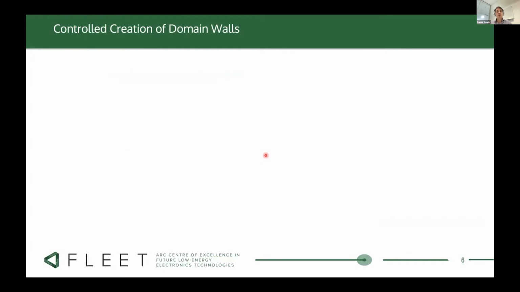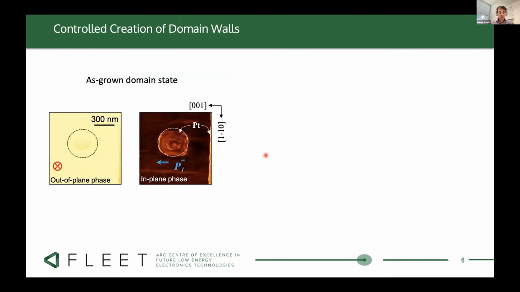All right, let's have a look at what we can do with this device. The first thing we need to do is show that we can actually create domain walls as we want. So essentially we have to be able to create and erase them. This is the as-grown domain state of our sample. Here we have the out-of-plane PFM phase and the in-plane PFM phase. Let's focus on the in-plane because that's the most important part for this device. You can see that this region here is essentially a uniform contrast, which tells us that the polarization is pointing to the left.